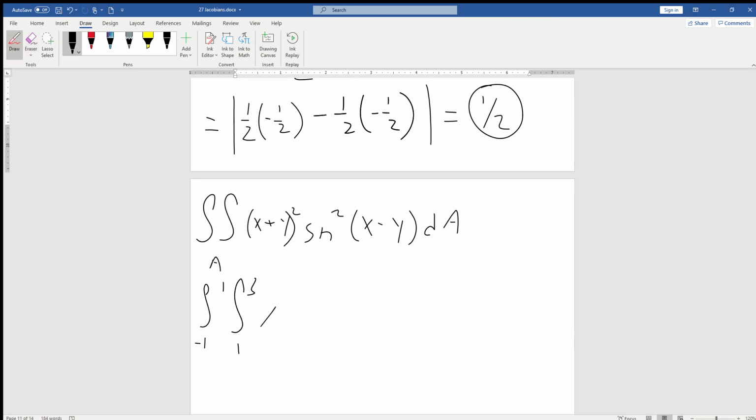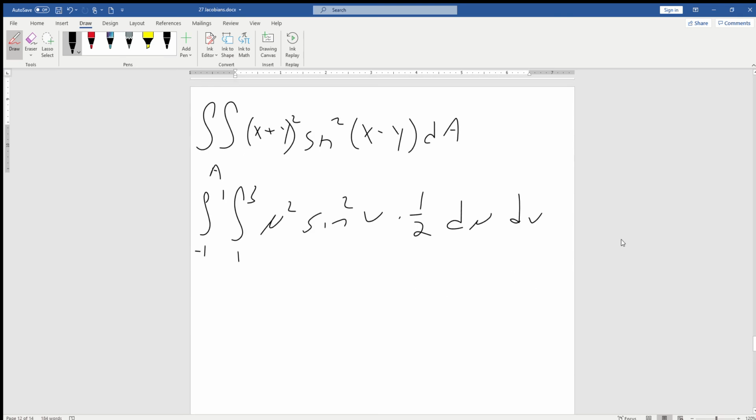Instead of x plus y, we have u squared. Instead of sine squared of x minus y, we have sine squared of v. We also can't forget the 1/2 from the Jacobian, and then we have the order du dv. This integral is actually a lot easier than the other ones we've seen because u and v are completely independent of one another and all of the bounds are constants.